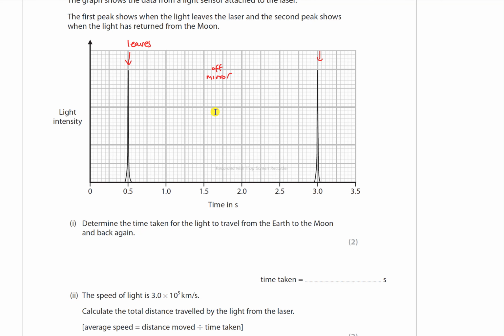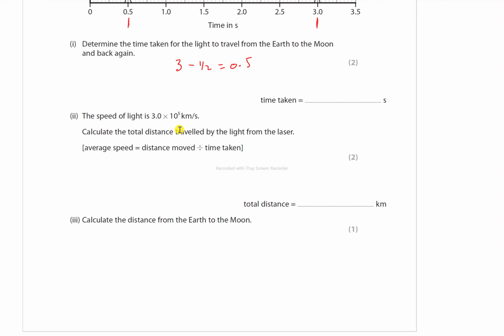It's going to be 2.5 seconds. It's simply 3 take away a half, which equals 2.5. Those are the 2 points, one's at 3, one's at 0.5. Straightforward. Okay, the speed of light is 3 times 10 to the 5 kilometers per second.